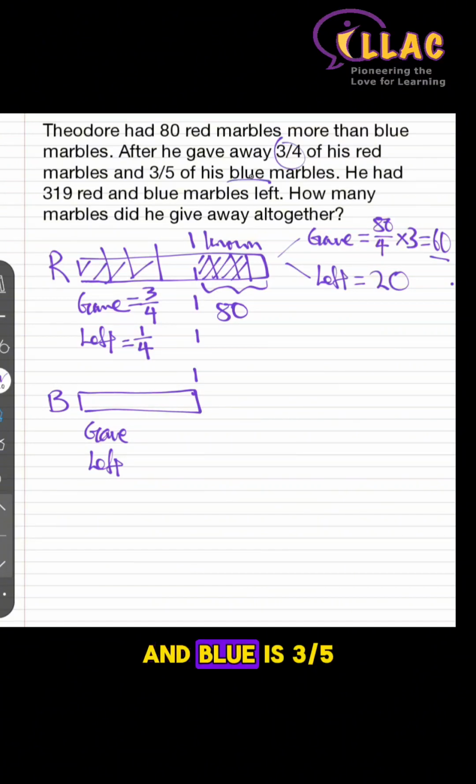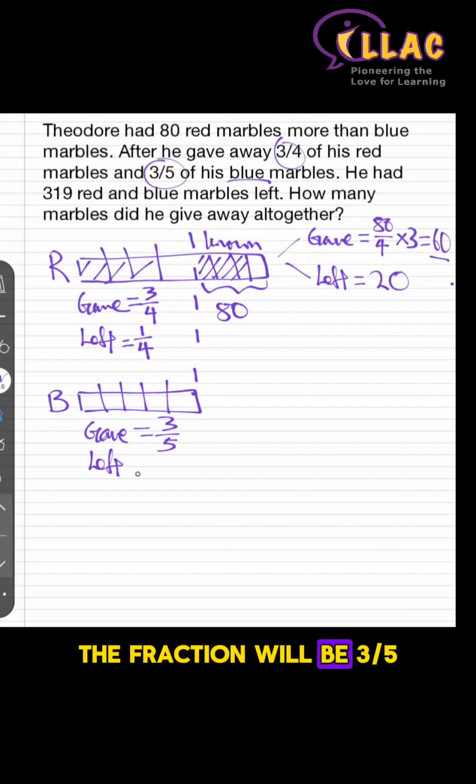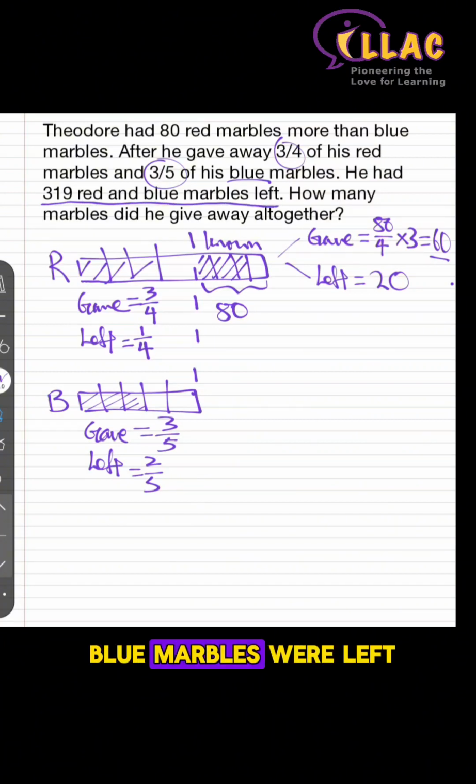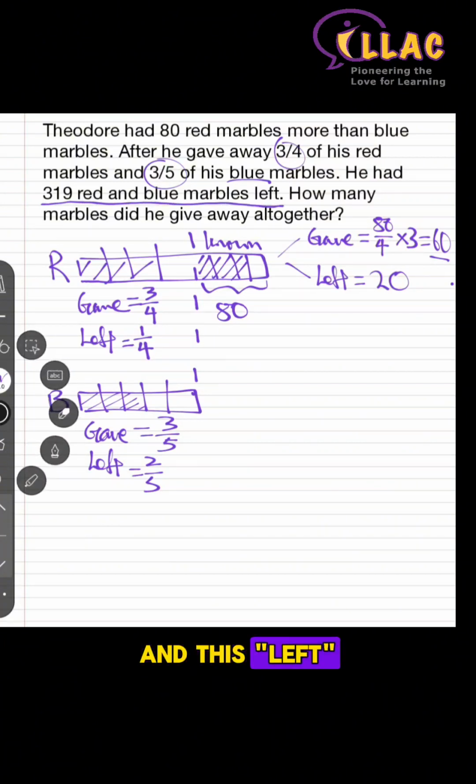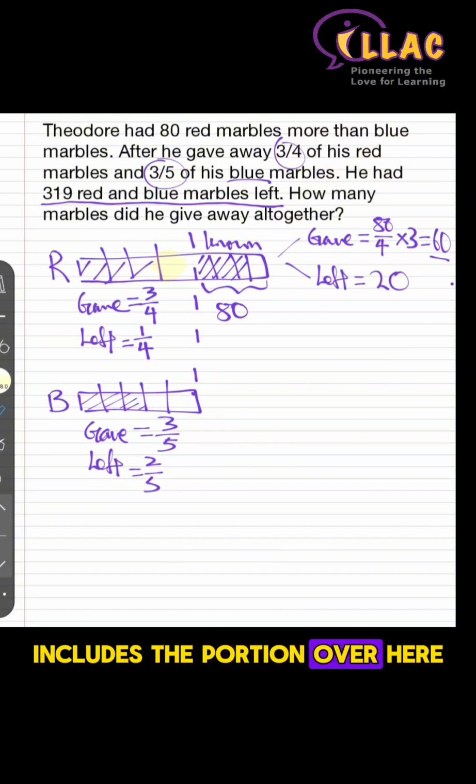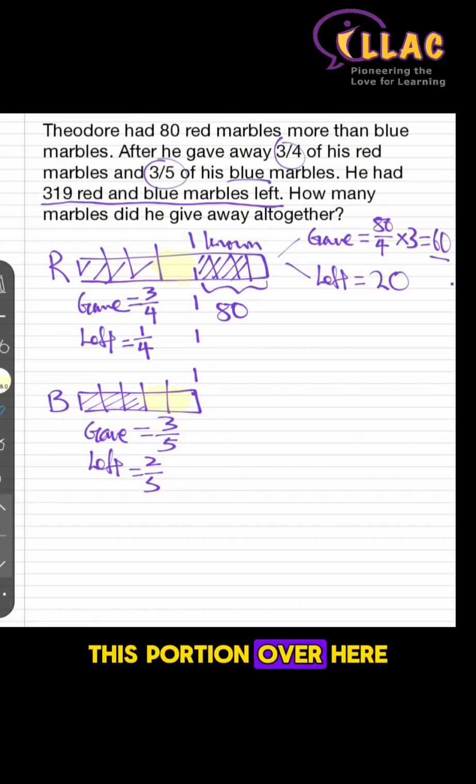And blue is 3/5 that is given away. Therefore, this is cut into 5 parts: 1, 2, 3, 4, 5. And given away, the fraction will be 3/5. And what is left? 2/5. The question says that 319 red and blue marbles were left. And this left includes the portion over here, this portion over here, and this portion over here.